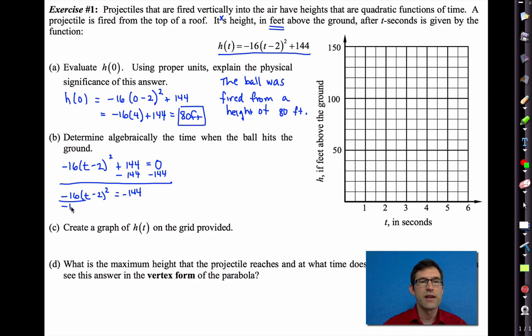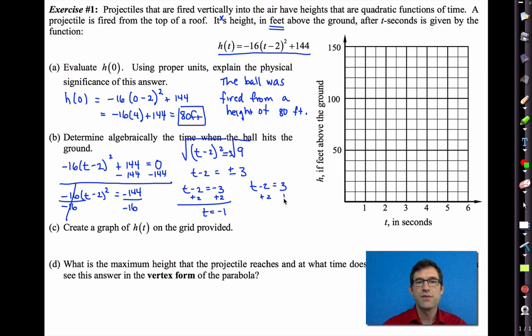That would give me negative 16 times t minus 2 squared equals negative 144. I can then get rid of the negative 16 by dividing by negative 16 on both sides, right? t minus 2, quantity squared, is going to be equal to 9. Now I get rid of the squaring by taking the square root of both sides. Don't forget though, 9 has 2 square roots, right? It has plus or minus 3. So that means I really have two equations to solve. Either t minus 2 is negative 3, or t minus 2 is positive 3. Solving this one by adding 2 to both sides, I'll get t equals negative 1. Solving this one by adding 2 to both sides, I'll get t equals 5.